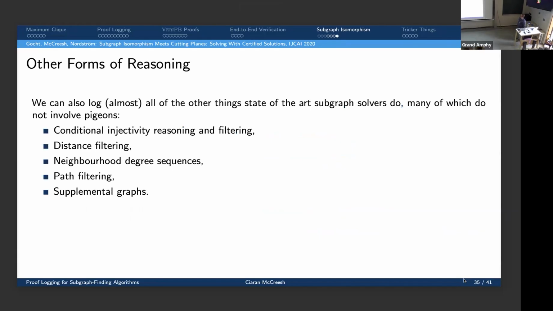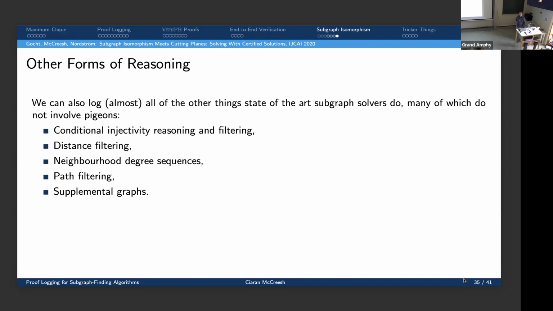Subgraph solvers do a lot of things. Some of these do not involve pigeons. We can do conditional injectivity reasoning. It turns out this still works. You do exactly the same thing. And a somewhat magical property of cutting planes is that you can pretend your assumptions don't exist, run the proof as if the assumptions don't exist, and what you end up with is the conclusion subject to whatever assumptions you happen to have. This is quite nice.